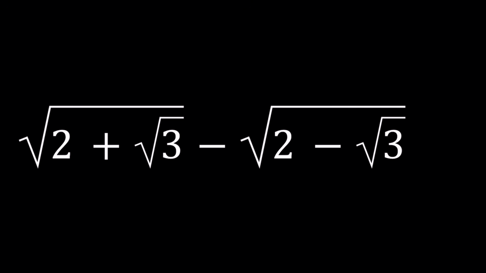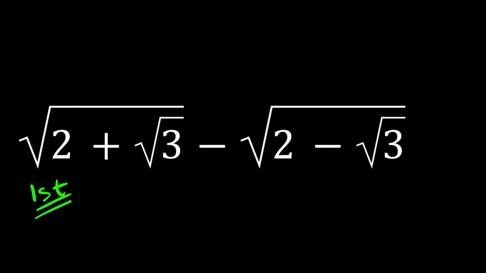Hello everyone. In this video, we're going to be simplifying a radical expression. We have the square root of 2 plus root 3 minus the square root of 2 minus root 3, and we're going to simplify this expression. I'll be presenting at least two methods, probably three. So let's go ahead and start with the first method.